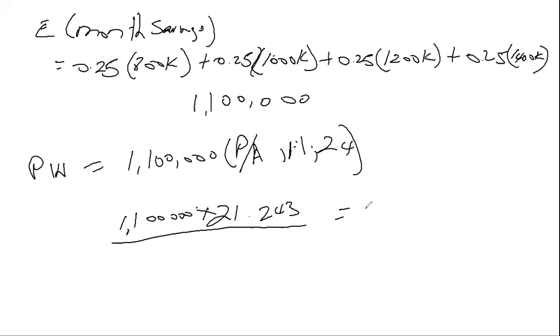Why am I drawing a line? Not sure. Okay, equals, and that should give us about 23,367,000. All right, so that's what the answer is supposed to be.